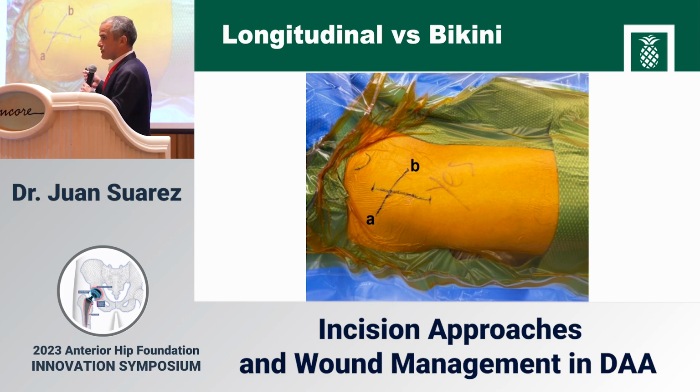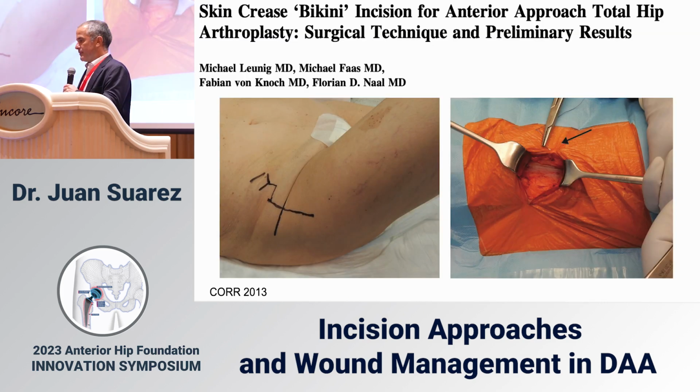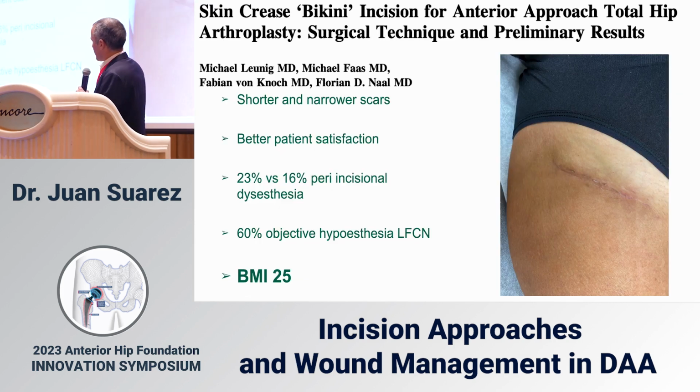The crease line incision or the bikini incision basically is a third medial to the ASIS and 2/3 lateral to the ASIS, and you can see both of them there. This was first described by Leunig in 2013, and what he found was that patients that had the crease incision had shorter, narrower scars, and there was a better patient satisfaction rate with that incision. The overall rate of peri-incisional numbness was kind of similar in both the longitudinal and the bikini incision.